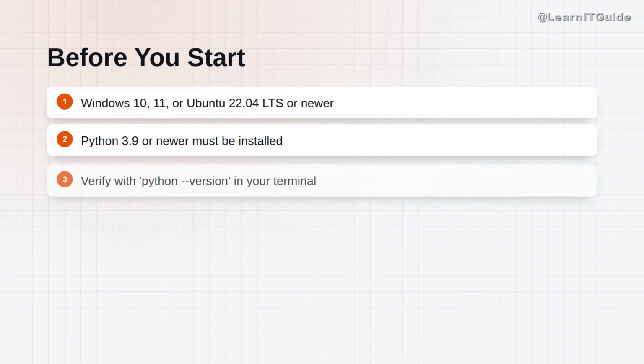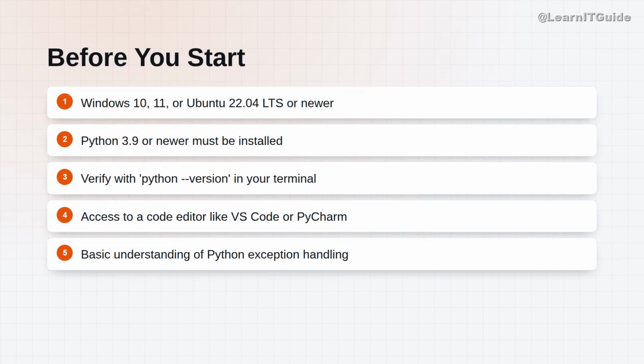Before we dive into the code, let us ensure you are set up correctly. You should be using a modern operating system like Windows 10 or Ubuntu 22.04. Python 3.9 is the minimum required version, so open your terminal or command prompt and type python --version to confirm your environment. If you do not have Python installed, grab it from the official website. You will also need a text editor like VS Code to follow along. If you are on Linux or Mac, you might need to use python3 instead of python depending on your installation. Once you have that ready, we can proceed.